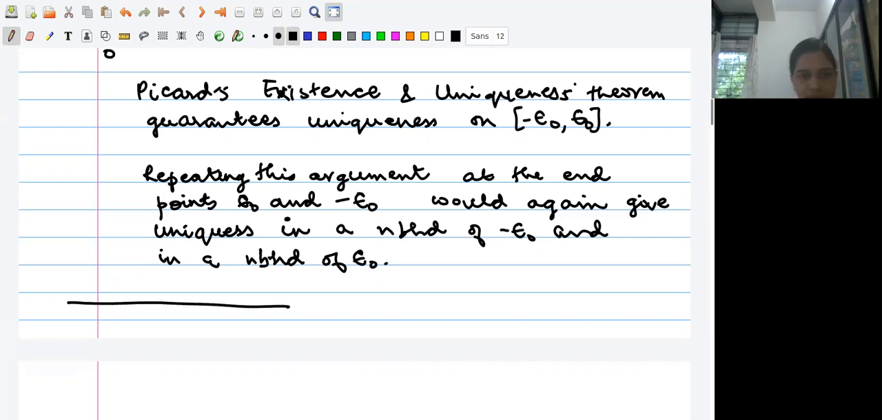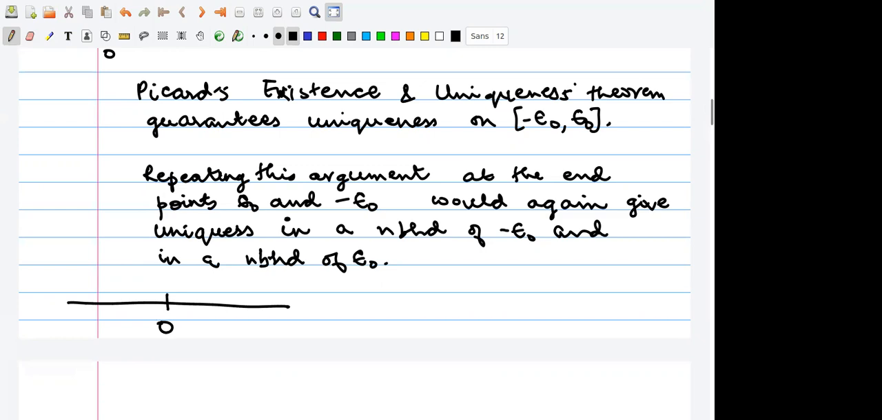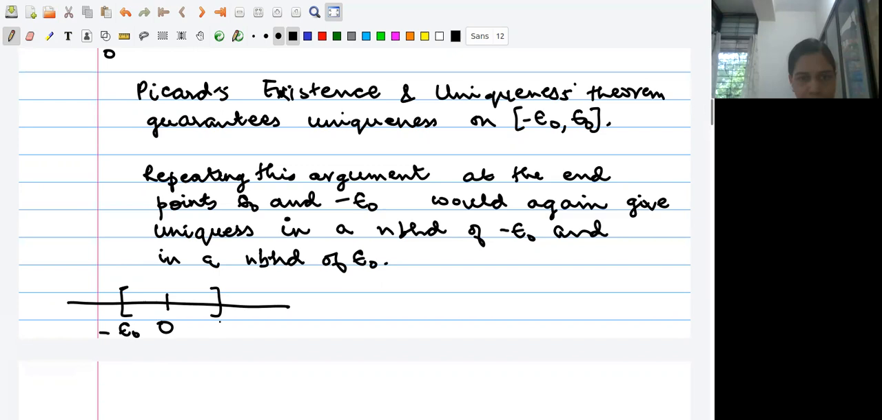Yeah, so you have the origin, and then you said let's look at this interval minus epsilon naught to epsilon naught. The solution that we computed is unique on this subinterval, and what you do now is apply the theorem again. Initially I had applied Picard's existence theorem taking x naught to be the origin. Now you apply the existence and uniqueness theorem taking epsilon naught as the initial data point, so you will get uniqueness in a tiny interval around the point epsilon naught.